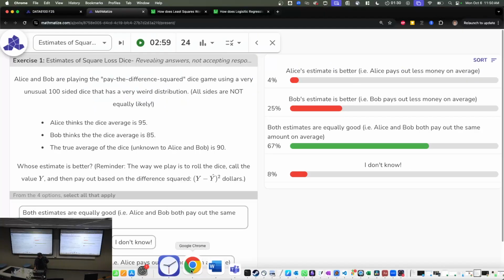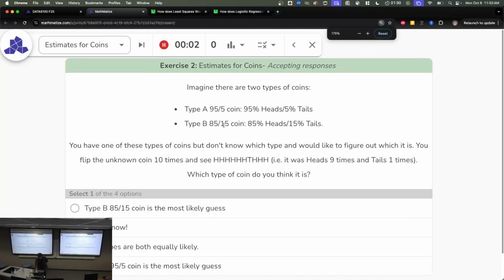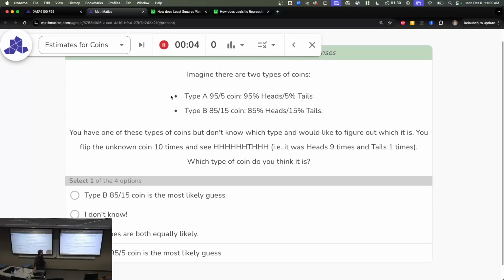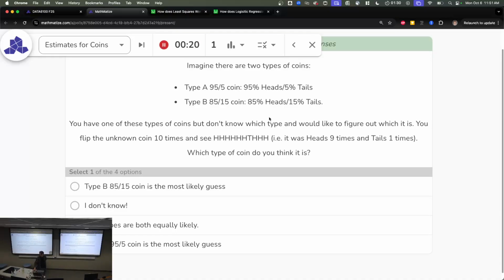I have a mathematized question very similar to before, which is there's two types of coins. There's the Alice coin and the Bob coin, type A and type B. The Alice coin is a 95-5 coin, so it's 95% heads and 5% tails. And the Bob coin, the type B coin, is 85-15, so 85% heads and 15% tails. So you have one of these types of coins, but you don't know which type it is. You would like to figure it out.